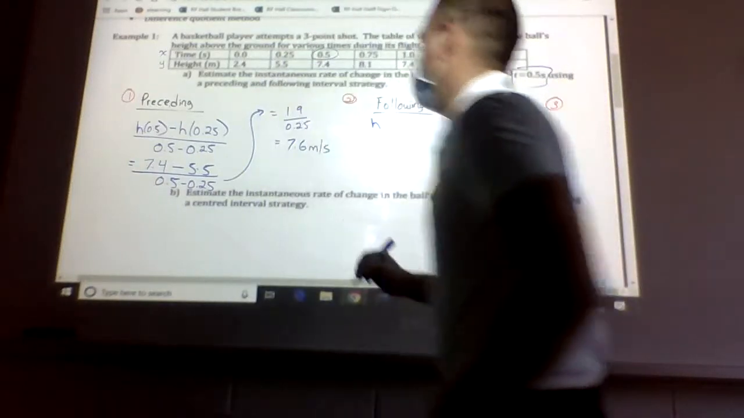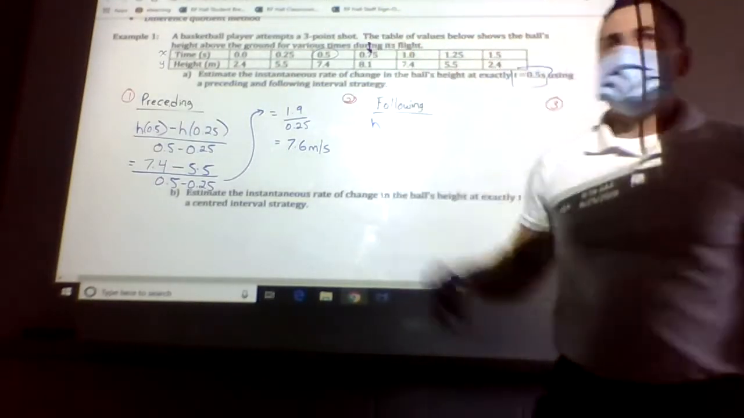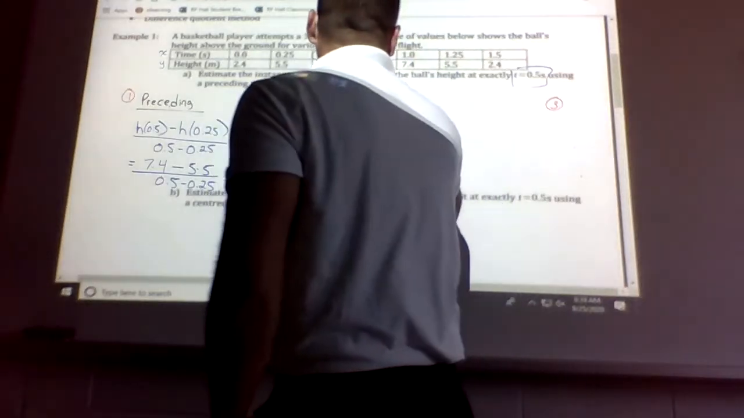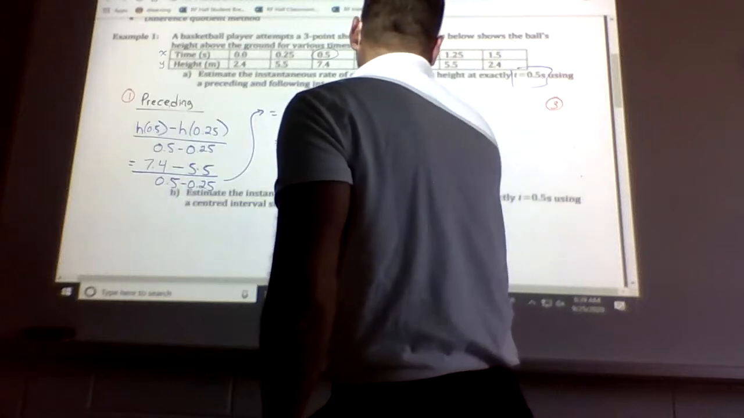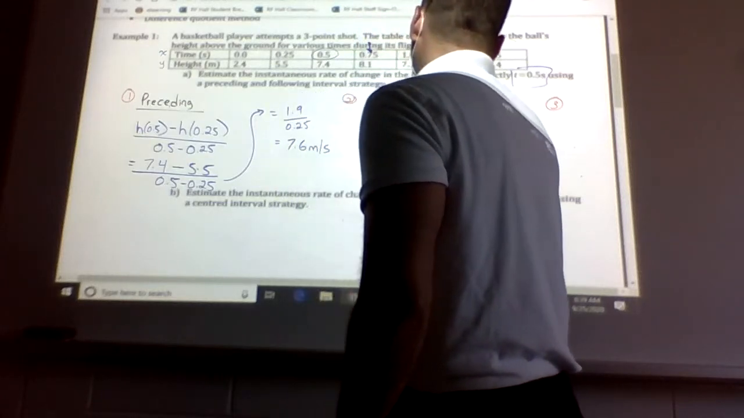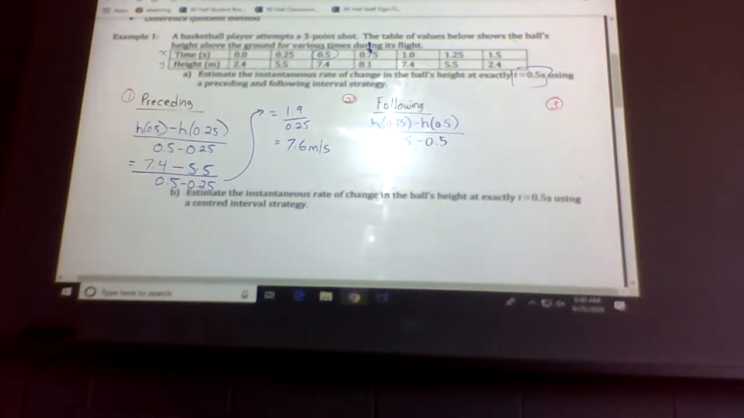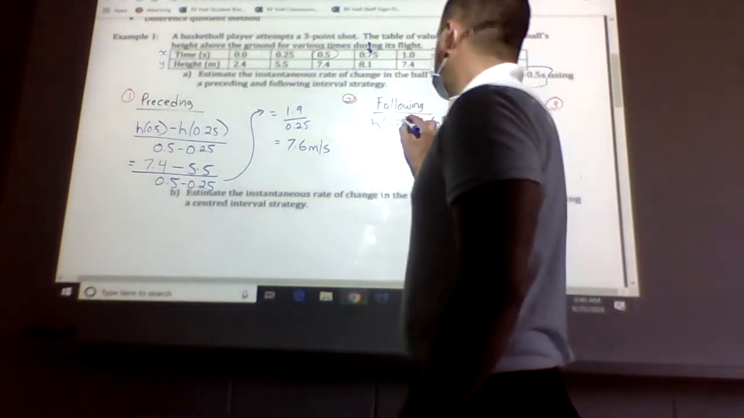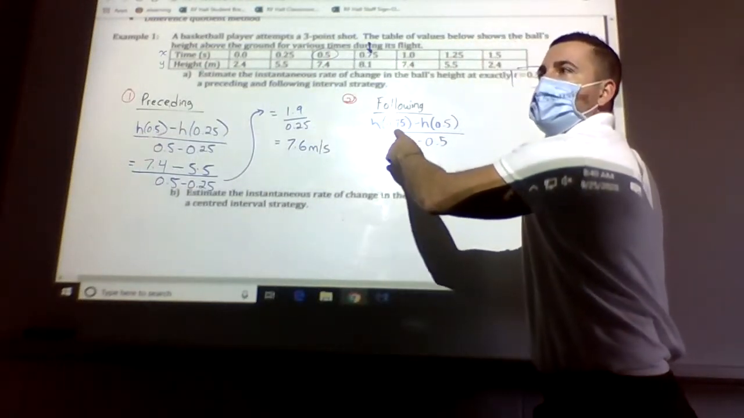So we're going to take the higher point. What point are we going to use afterwards? We're going to use 0.75. So h at 0.75, subtract h at 0.5, all over 0.75 minus 0.5. I always put the larger number first. Our half was larger, so I put that first. And now the 0.75 is larger, so I put that first.